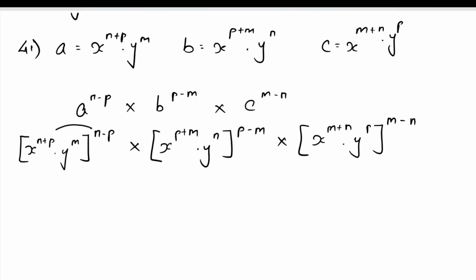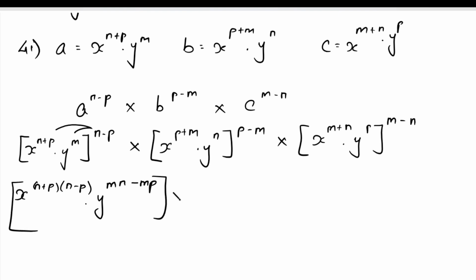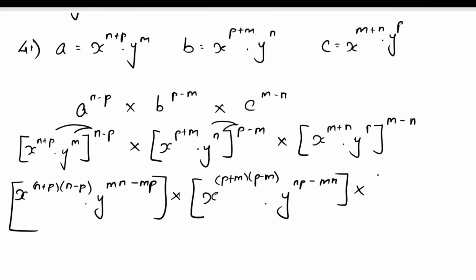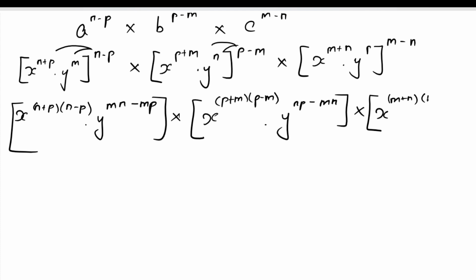Now I'm multiplying the powers separately to each term. So I'll get x to the power (n+p)(n−p) into y to the power, here m into n will become mn, and minus p into m is minus mp, into, doing the same thing for the second bracket, multiplying this and this, I'll get x to the power (p+m)(p−m) into y to the power n into p is np, minus m into n, which is mn, into x to the power (m+n)(m−n) into y to the power p into m is mp and minus np.